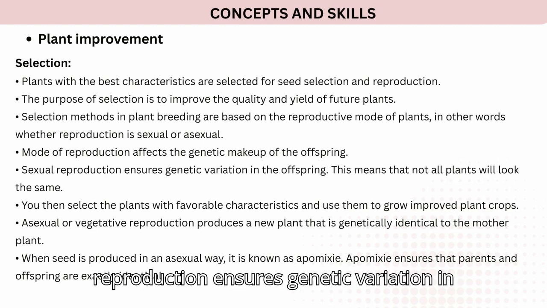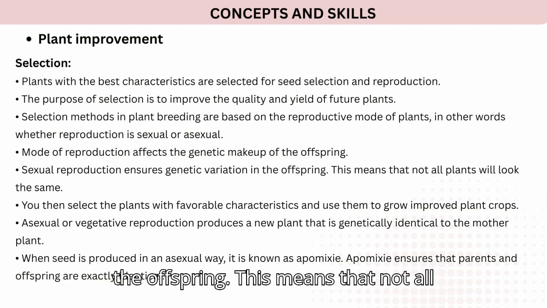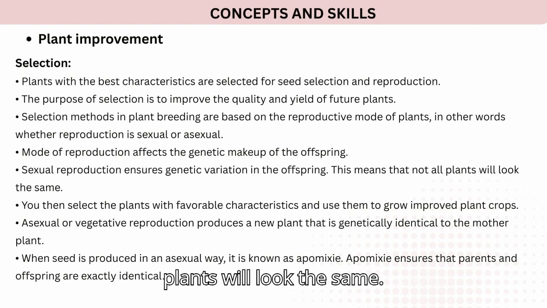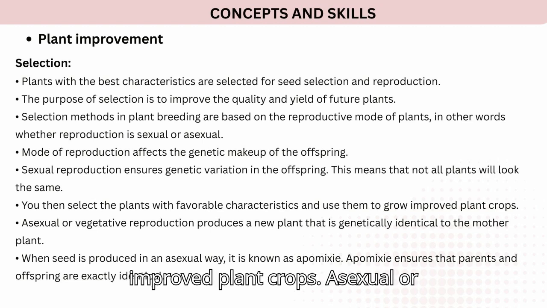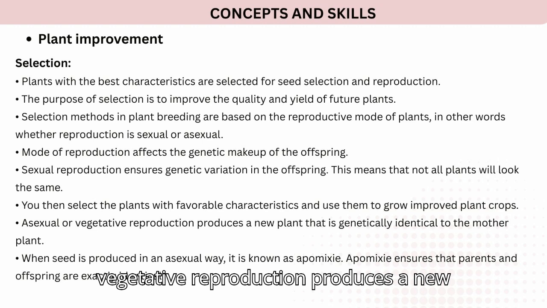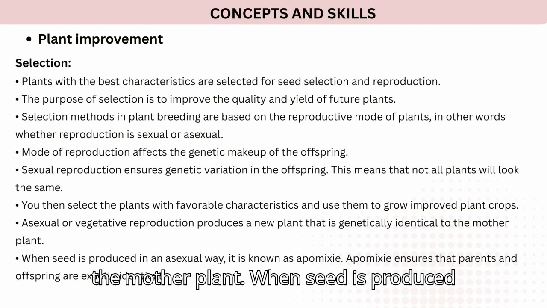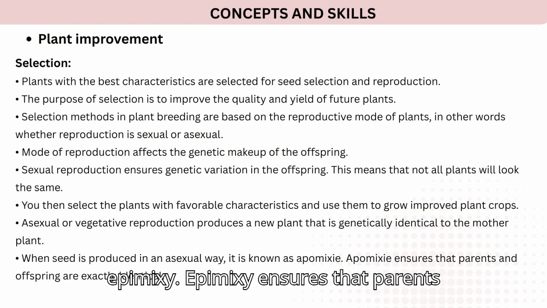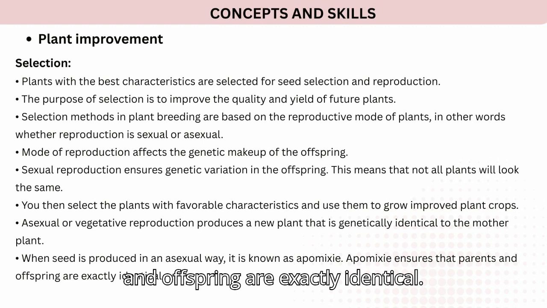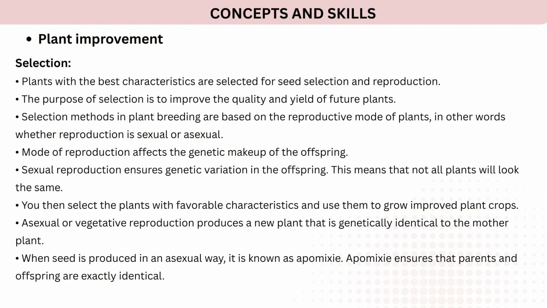Sexual reproduction ensures genetic variation in the offspring. This means that not all plants will look the same. You then select the plants with favorable characteristics and use them to grow improved plant crops. Asexual or vegetative reproduction produces a new plant that is genetically identical to the mother plant. When seed is produced in an asexual way, it is known as apomixis. Apomixis ensures that parents and offspring are exactly identical.